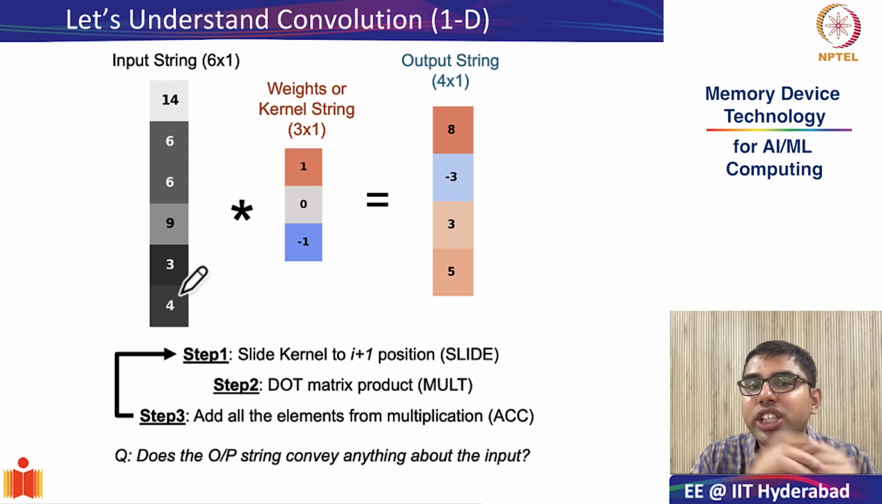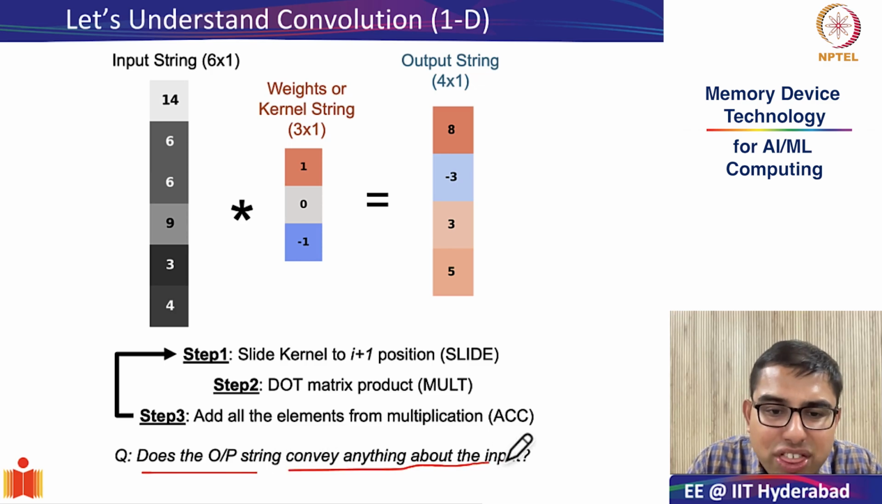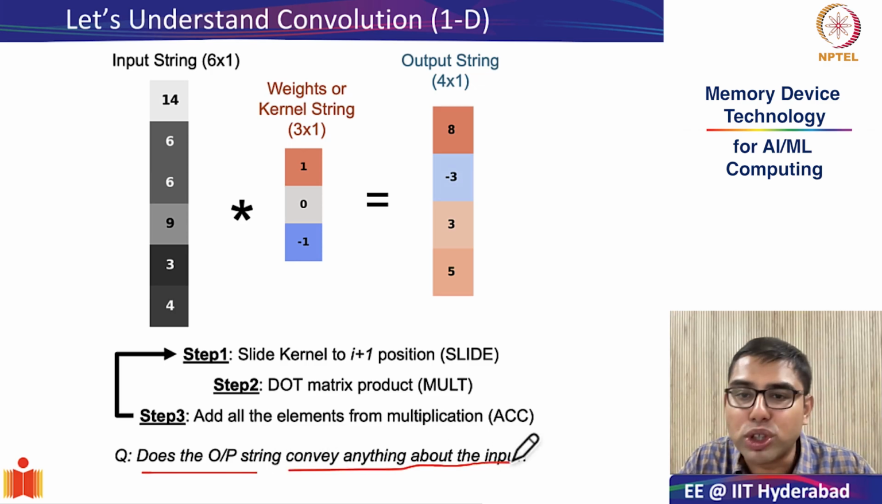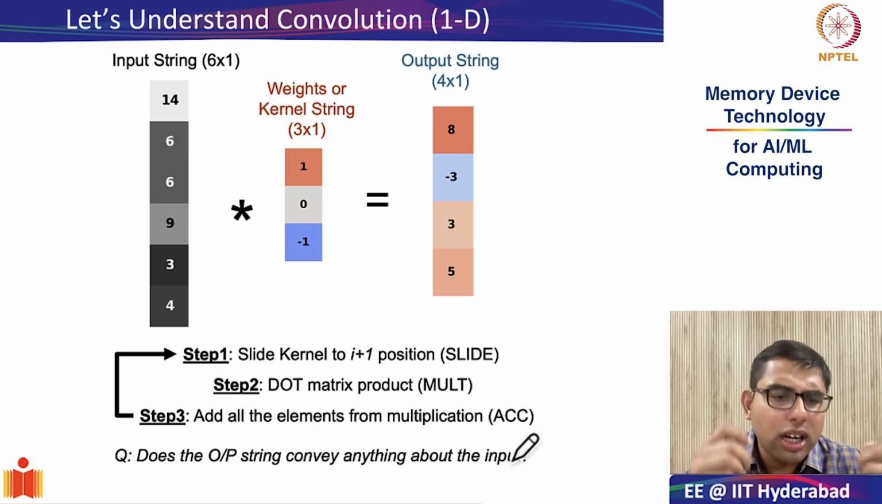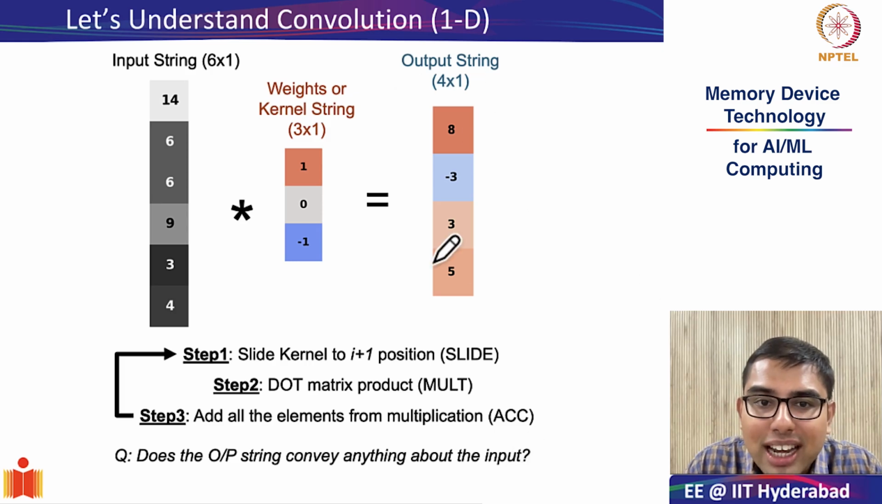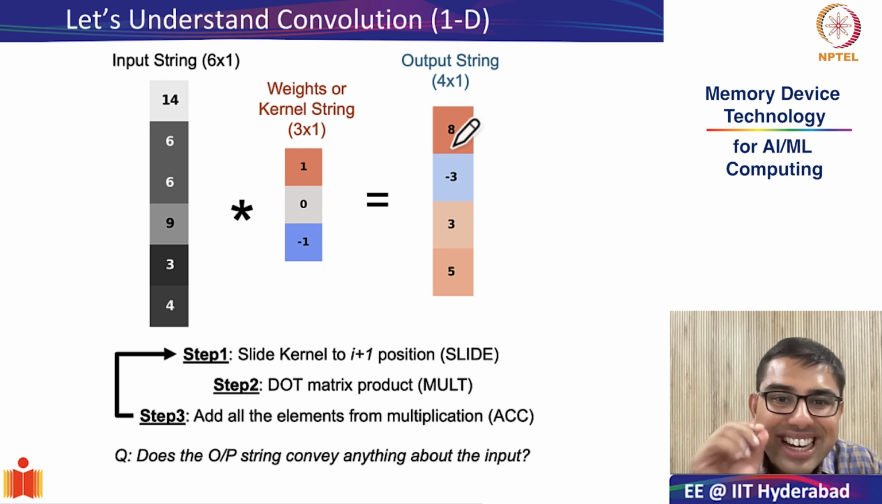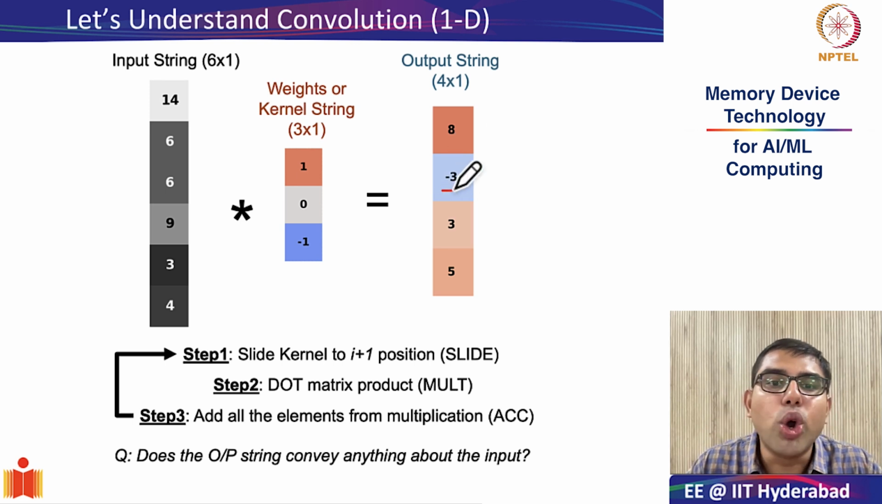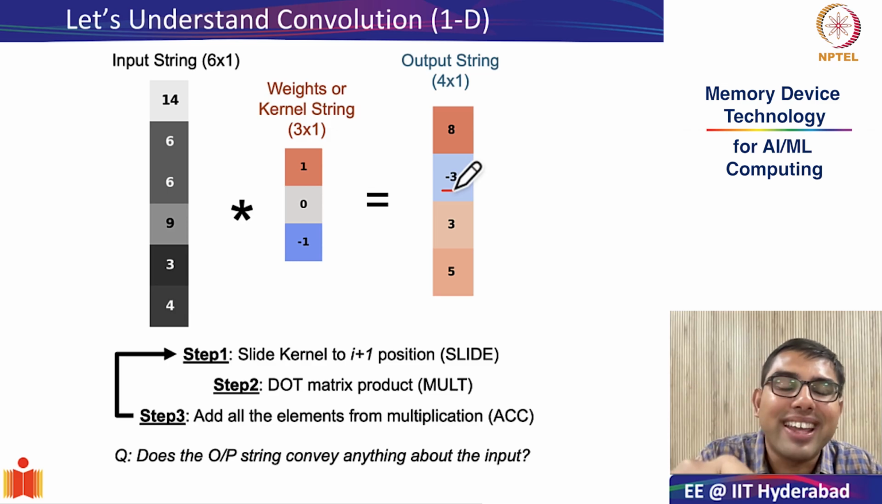Now let me pause here and ask a very interesting question. Does the output string convey anything very important about the input string? Take a moment, pause the video and think. Is the output string, which is a bunch of numbers, conveying something? Just to help you out, I have color coded positive numbers in red and negative numbers in blue. And the intensity of blue and red is indicative of the magnitude of the pixel value in that particular pixel.